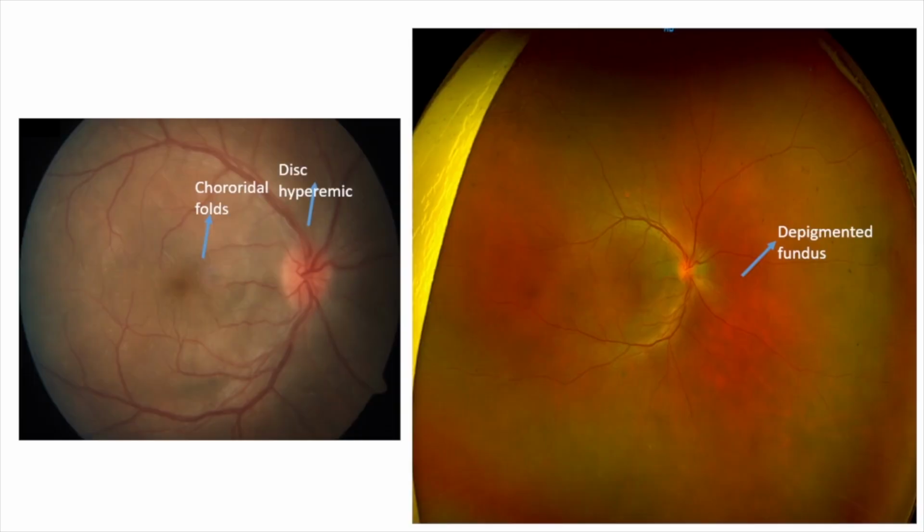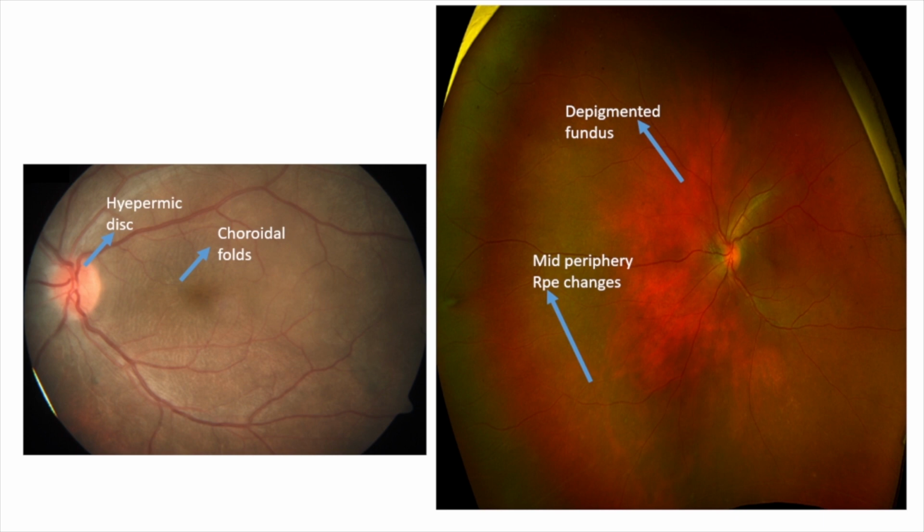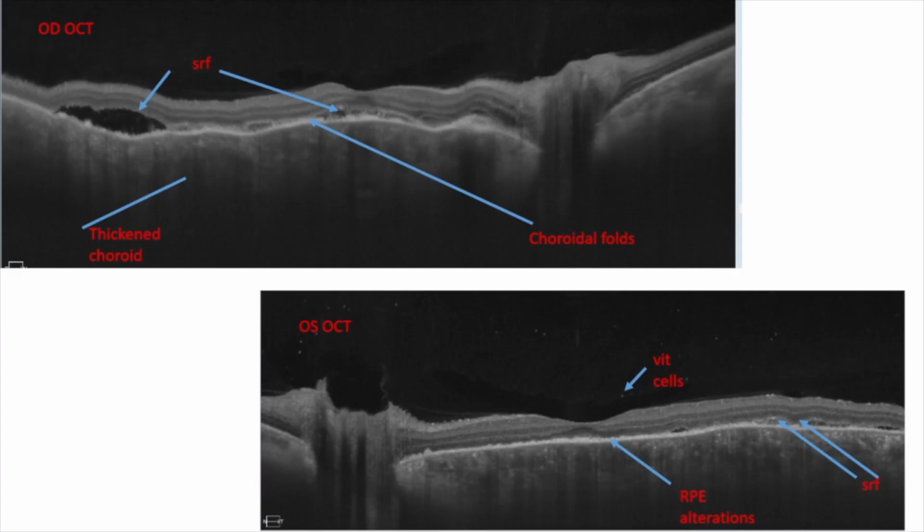This is the fundus photo of the right eye. There is a hyperemic disc, choroidal folds, and depigmented fundus. Fundus photo of the left eye: there is a hyperemic disc, choroidal folds, depigmented fundus, and mid-peripheral changes. The OCT in the right eye shows SRF, choroidal folds, and a thickened choroid. In the left eye, we can see cells, RPE alterations, and subretinal fluid.